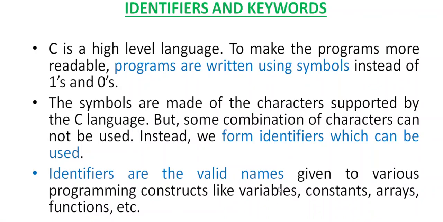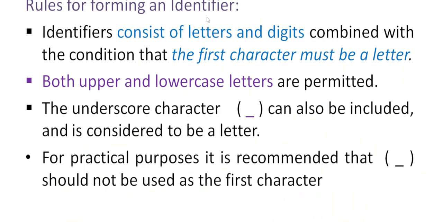Identifiers are the valid names given to various programming constructs like variables, constants, arrays, functions, etc. You should use only valid names. So what are the rules for forming an identifier? Okay, it is a valid identifier. How do you form it?